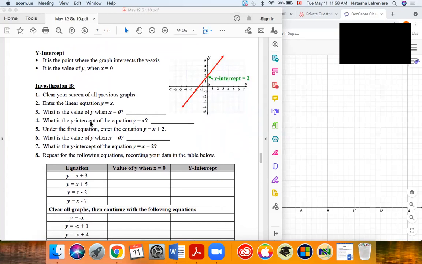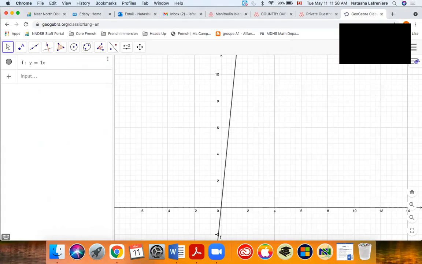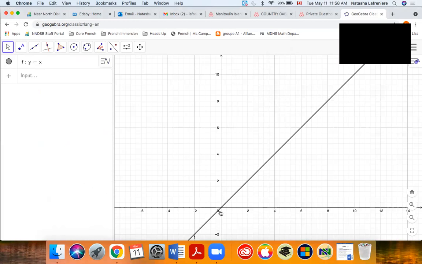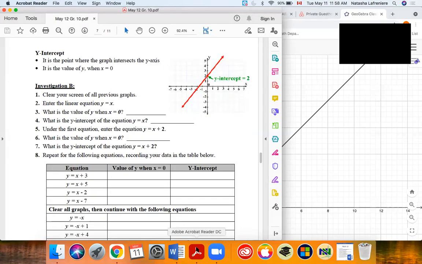Okay, so it's asking us again. Okay, so when y is equal to x, where does it cross over? So we look here and we see that it crosses over at 0. So this means that the y-intercept here is 0. Okay, so we're going to put a 0 there. What is the y-intercept of the equation y equals x? So it is 0, 0. So we put it as a point like this.